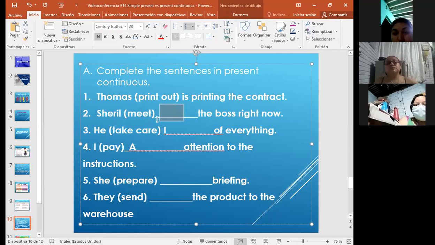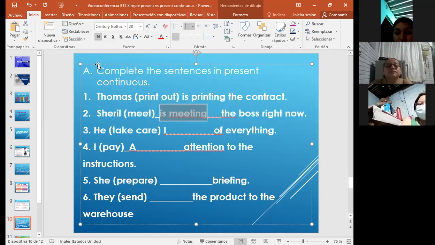¿Cuál es la palabra clave en esta oración? Right now. Exactly. Right now es una palabra que nos indica ahora mismo. Entonces, si es ahora mismo, es una acción que está pasando en este preciso momento. Entonces, right now sería una palabra clave para identificar el present continuous.